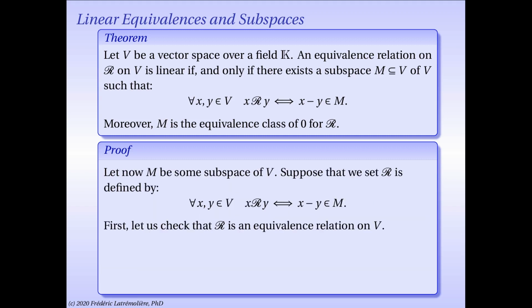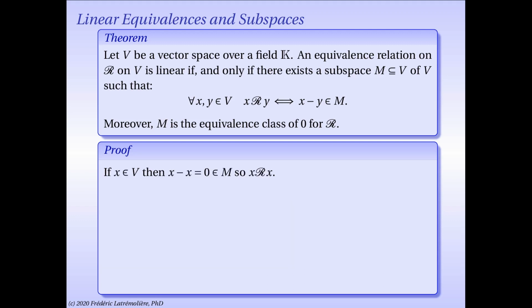So let's now prove the converse. That is, let M be an arbitrary subspace of V, and let's define a relation on V as follows. For any two vectors x and y in V, x is related to y if and only if x minus y is an element of M. And I would like to know if this relation is indeed a linear equivalence relation of V. The first thing I'm going to check is that it's actually an equivalence relation.